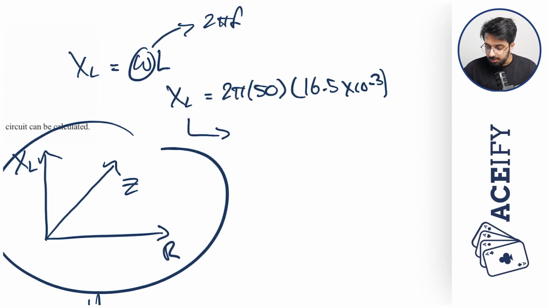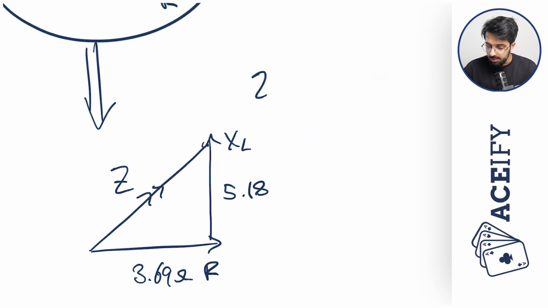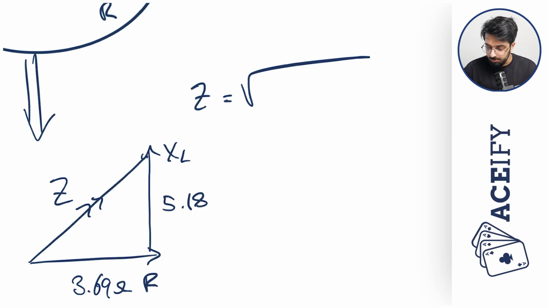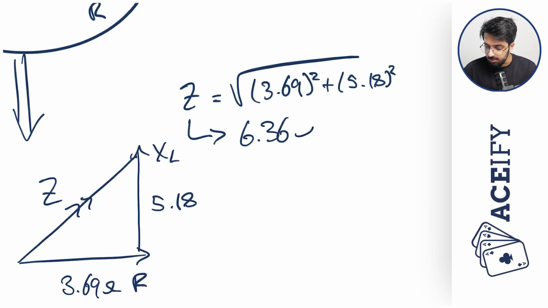And so this gives a value of 5.18 ohms, okay? And so this is 5.18, and so therefore Z is equal to square root 3.69 squared plus 5.18 squared, and this gives a total impedance of 6.36 ohms.